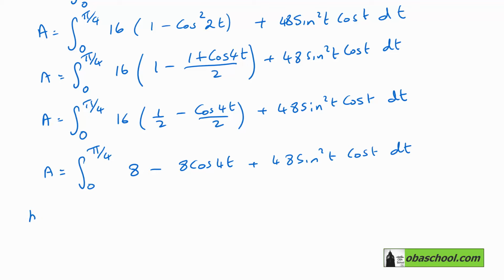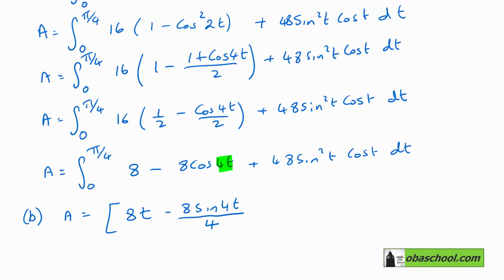So now for part B, where we actually want to evaluate this integral. So that is going to be 8t. Cos integrates to sine, so we have minus 8 sine 4t. Don't forget to reverse chain. We need to divide by the differential of the inside function, which is 4.